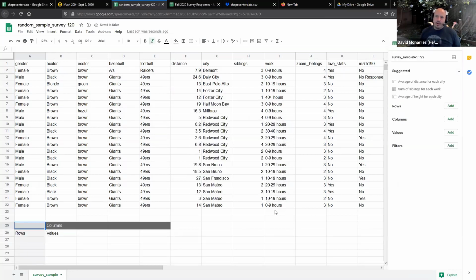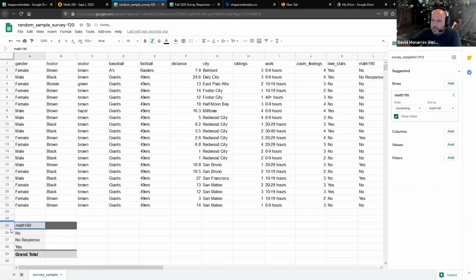And just like before, we have the pivot table editor popping up on the side. And if you remember, when we did that, we went to the rows and we picked the variable we were interested in. So in this case, I'm going to go ahead and pick our Math 190 variable. Okay, so if I look at the Math 190 variable, I have three labels. We have a no, we have one person who didn't give any response at all, and then we have a yes.